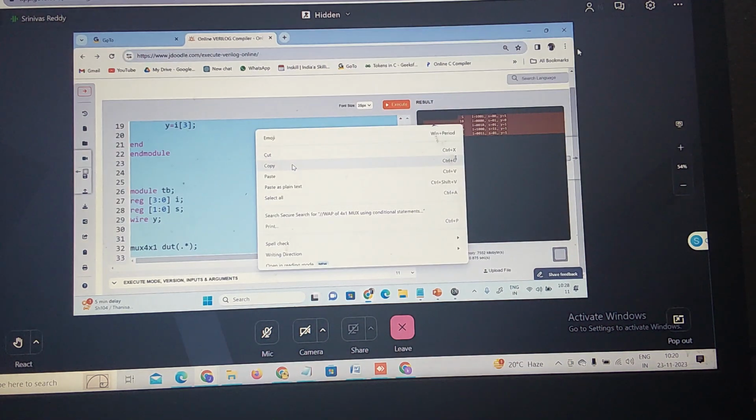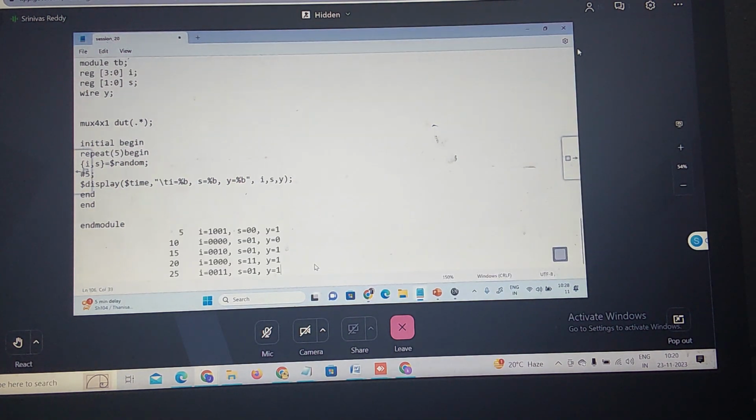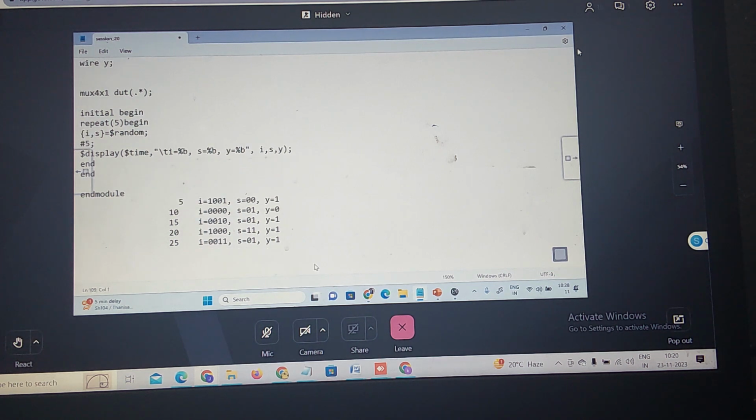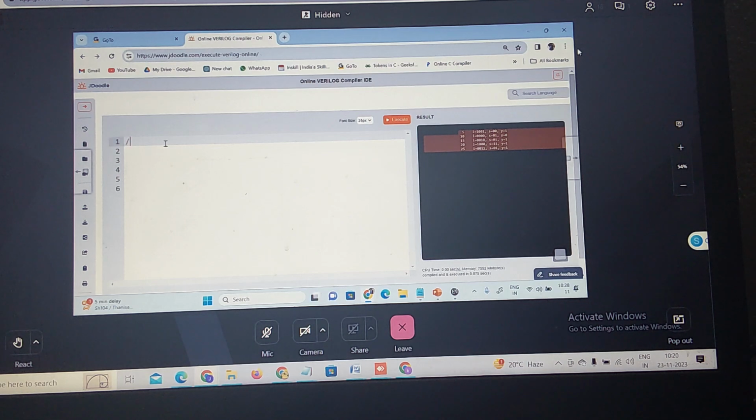Okay. Now you take a program. Just let me copy this here. Now you can write a program. Let us write a program of a 2-bit comparator using conditional statements. Using conditional statements, write a program of 2-bit comparator.